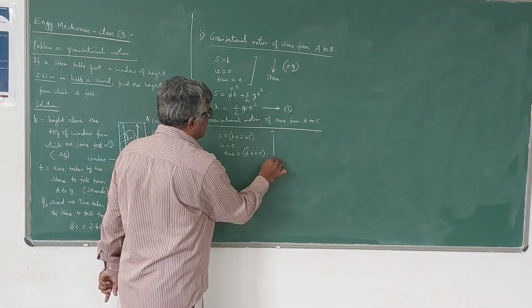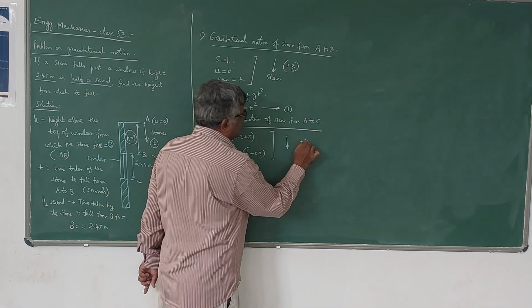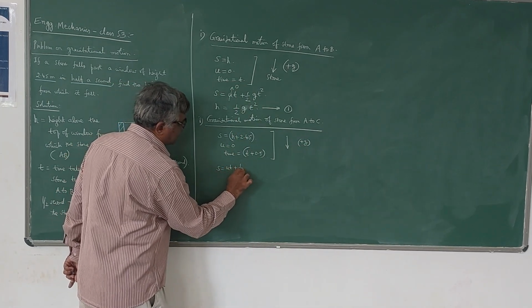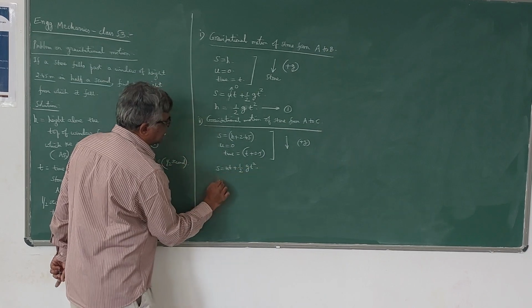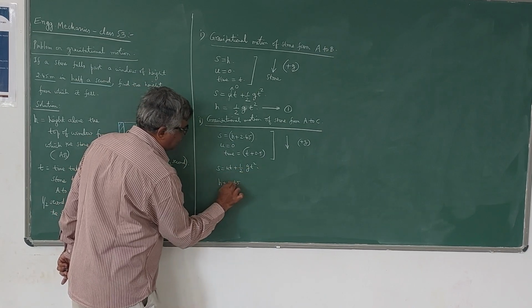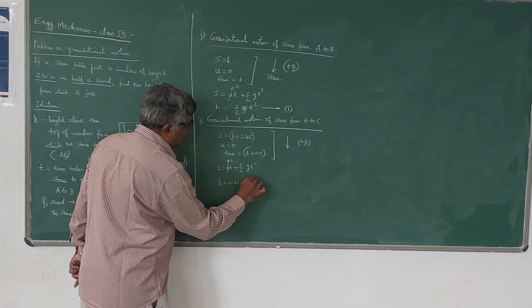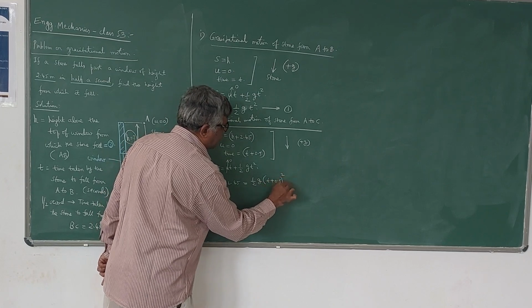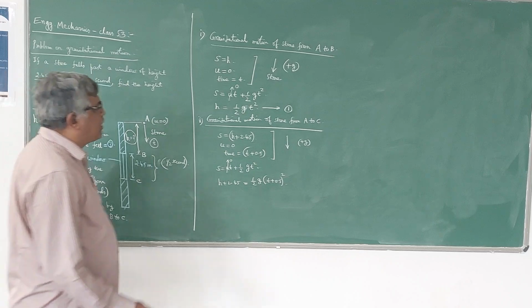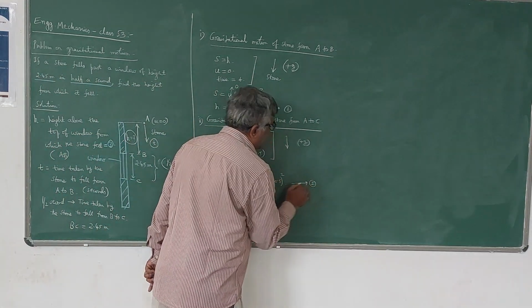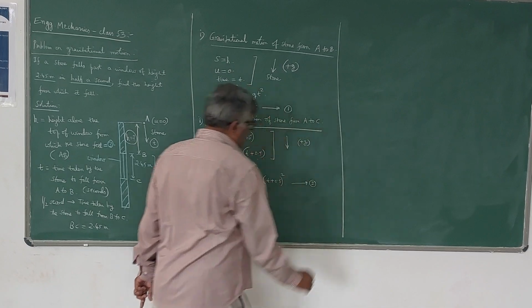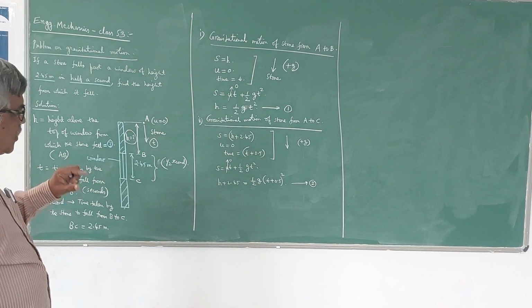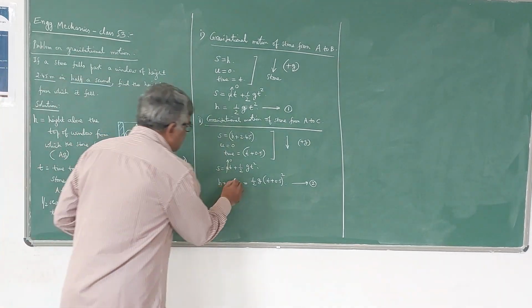Now substituting, once again it is downward motion, so you have to take plus g. Same equation, s = ut + ½at², but here s is h + 2.45, which is equal to, with u being 0, ½ into g into (t + 0.5)². So this is the equation. I will call this equation 2. Now if you solve equations 1 and 2, you can easily get the values of h and t. Two unknowns are there, two equations are available, so it is very easy to solve.